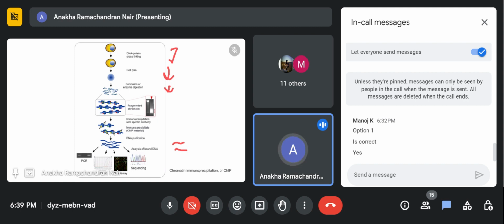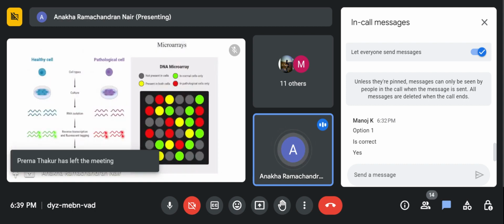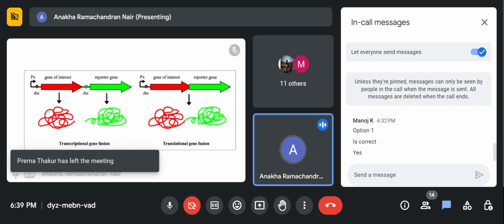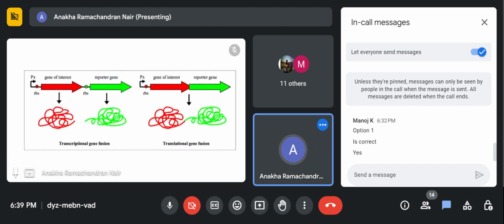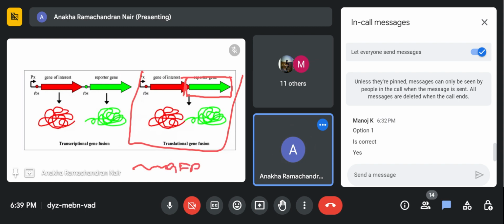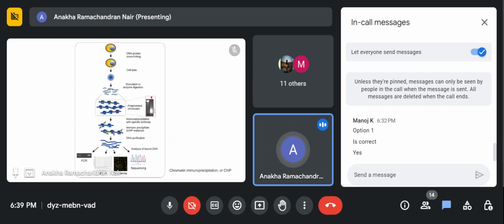Okay. And the last one was translation fusion construct, right? So this is the translational fusion construct, this portion. You have a gene of interest to which you've directly attached the reporter gene, which is in this case GFP. So you can see if the gene of interest is being translated to a protein, because your protein will be attached to this GFP, and that will fluoresce, and you can visualize it in the cell itself. So let's go back to the question.